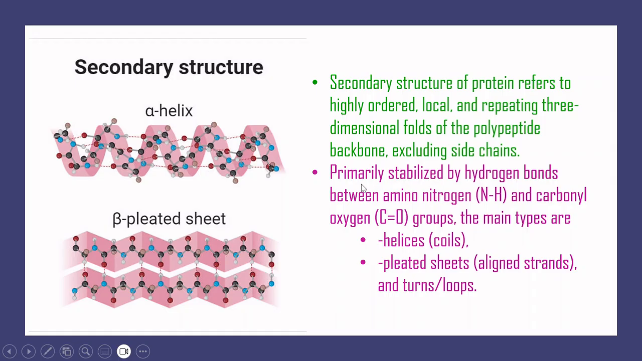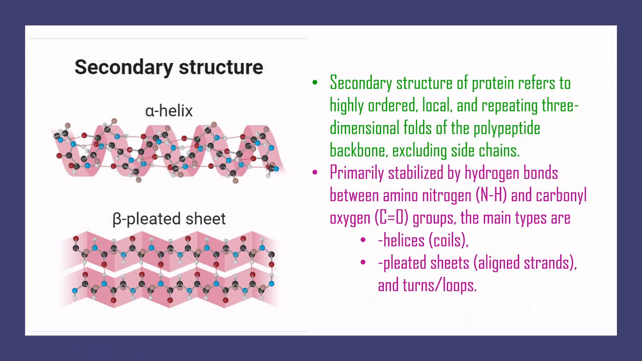So, primarily this secondary structure is held together by hydrogen bonds. Hydrogen bonds between the amino nitrogen and the carbonyl oxygen. And the type of hydrogen bonding in the polypeptide chain determines whether the secondary structure arranges itself into helices or coils, or pleated sheets like foldings of paper, or turns and loops.